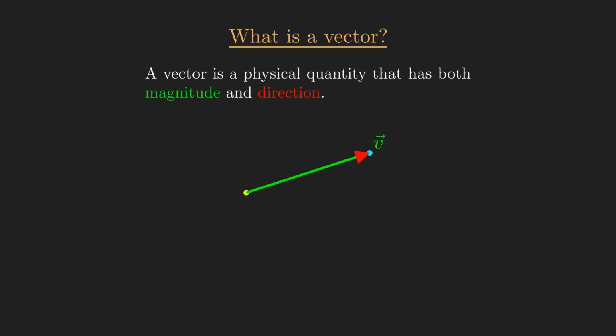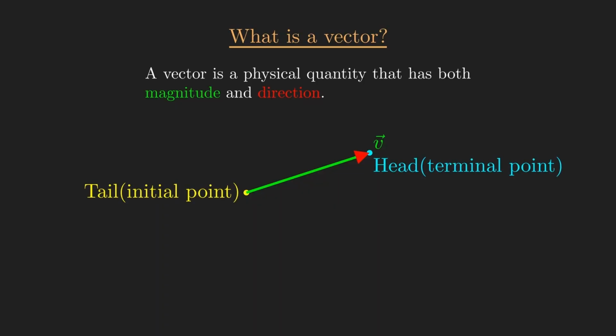So this is our vector V here, and the yellow dot there represents the initial point, which is the tail of the vector, and the light blue one represents the head of the vector, which is the terminal point. And the length of this arrow, how long this arrow is, represents the magnitude of the vector. And the orientation of this red tip there represents the direction of the vector.